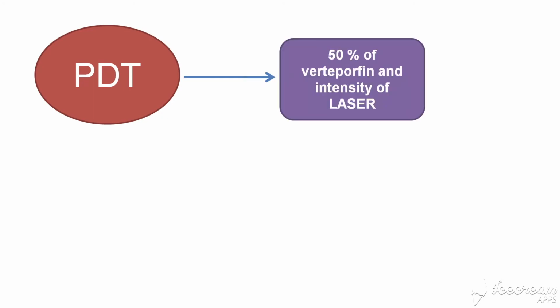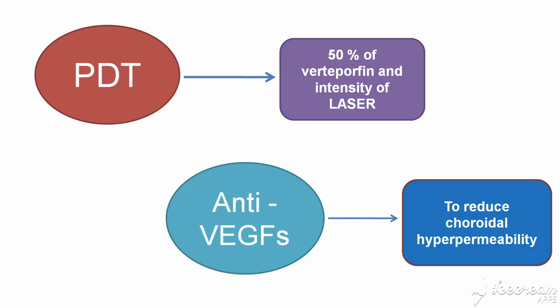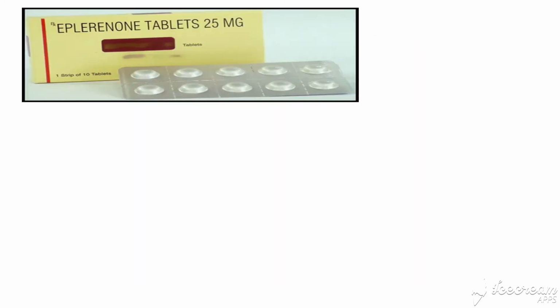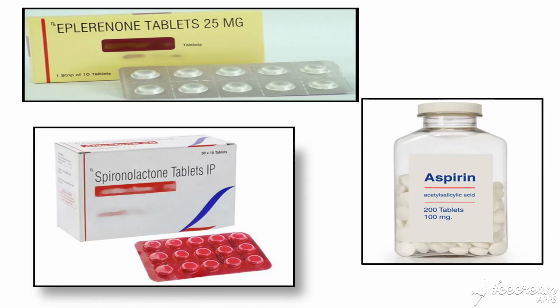Photodynamic therapy is also being used in the treatment of CSCR, but with 50% of the dose of verteporfin and 50% of the intensity of laser. Anti-VEGF have also been tried in treatment of CSCR. Though VEGFs are not raised in a patient, anti-VEGFs have been shown to reduce the choroidal hyperpermeability. Medical management includes potassium-sparing diuretics like eplerenone and spironolactone, which were found to decrease the subretinal fluid. Aspirin has also been tried as hypercoagulability is an important factor involved in the development of CSCR.